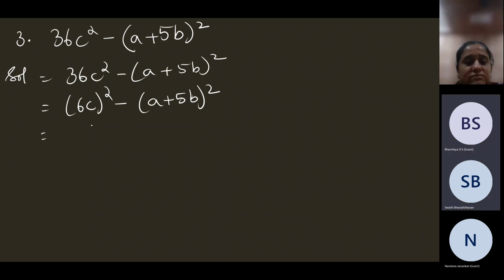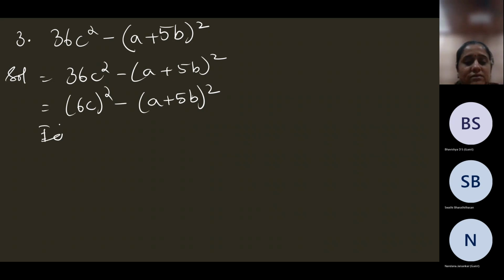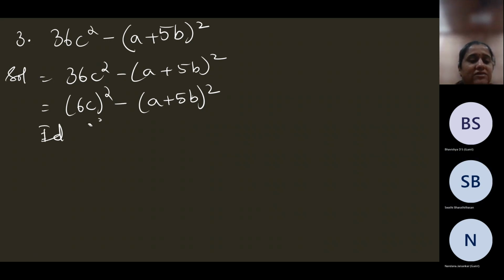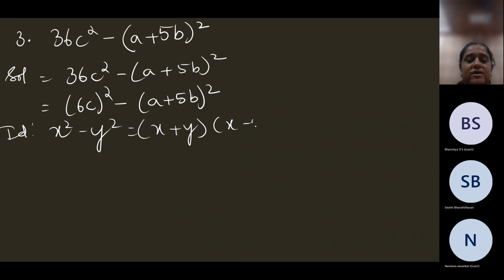Next. X is 6C, ma'am. Identity is A square minus B square, ma'am. Okay. Since there's already a square here, I'll just write X square minus Y square. The identity is X square minus Y square is equal to X plus Y into X minus Y, wherein X is 6C and Y is A plus 5B.